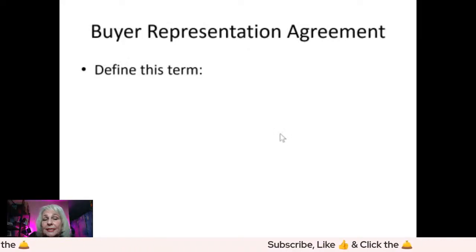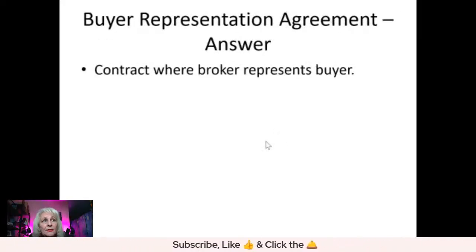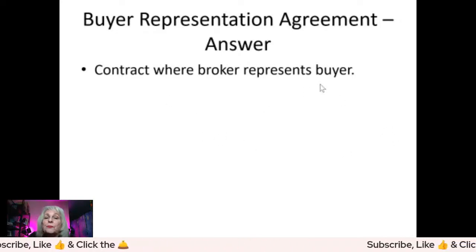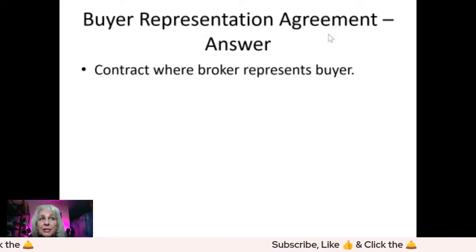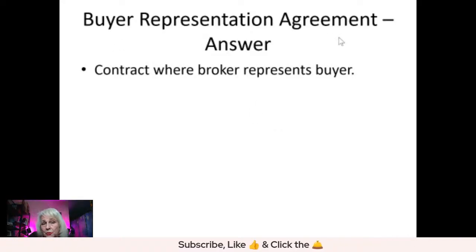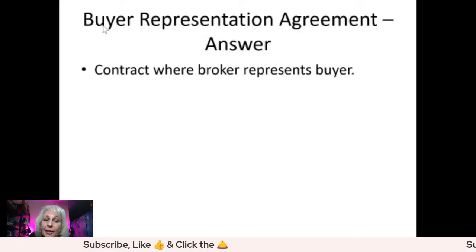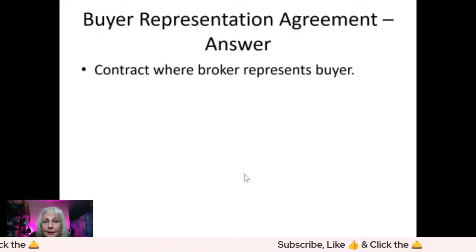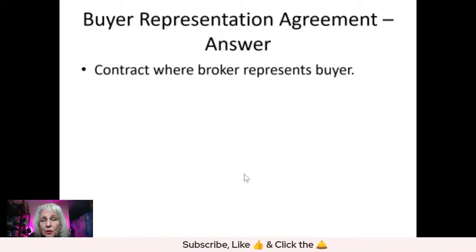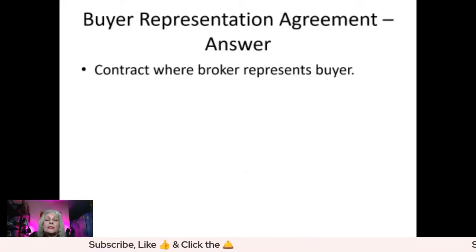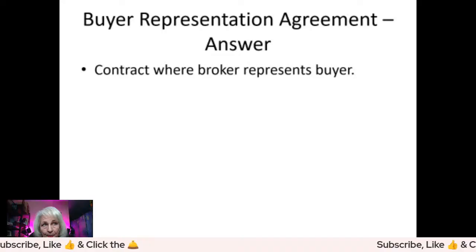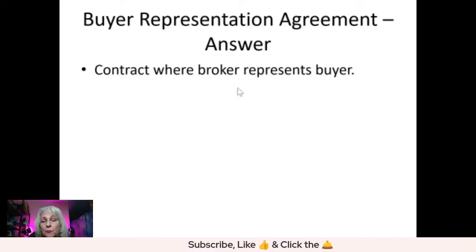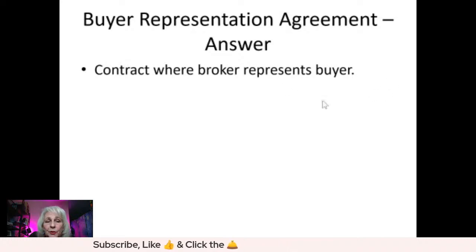Buyer representation agreement. That is a contract where the broker represents the buyer. It could be the tenant. The buyer representation agreement in, I think, most states, or at least in Texas, includes buyer-tenant representation. Because in Texas, we can represent tenants that are looking to lease homes. In other states, there may not be. But we do here in the state of Texas. So it's a contract where the broker represents the buyer or the tenant.